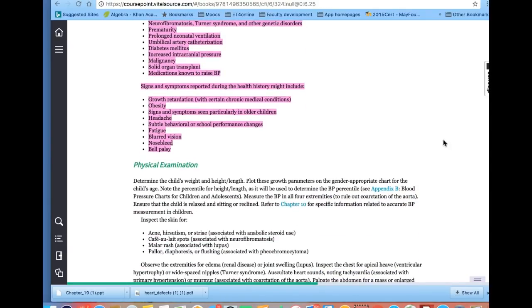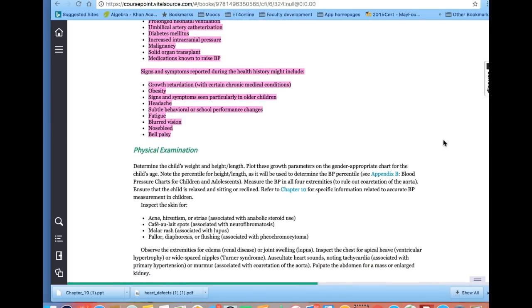Here are some other signs and symptoms that you need to look at. If they've had nosebleeds, if they've had blurred vision, any of those signs and symptoms of adult high blood pressure, headache, etc.